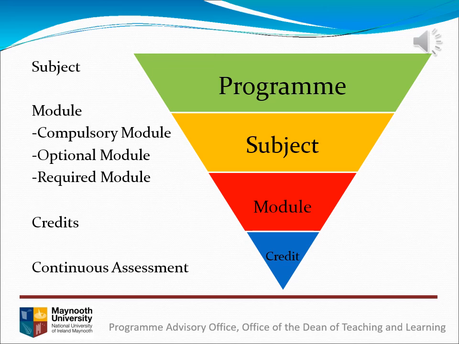Usually in first year, it's 7.5, but we do have some modules that are worth 2.5 or 5 credits each. And a module can be assessed either 100% by continuous assessment or can be assessed by an exam.